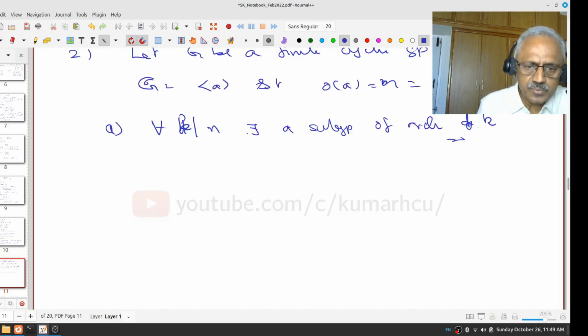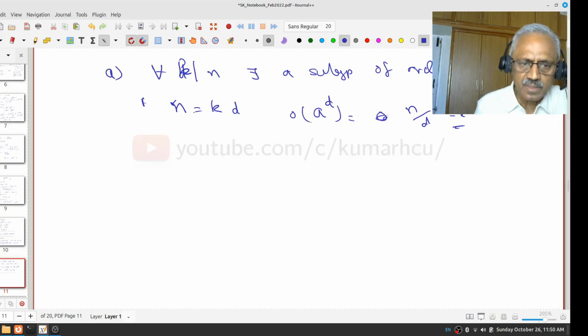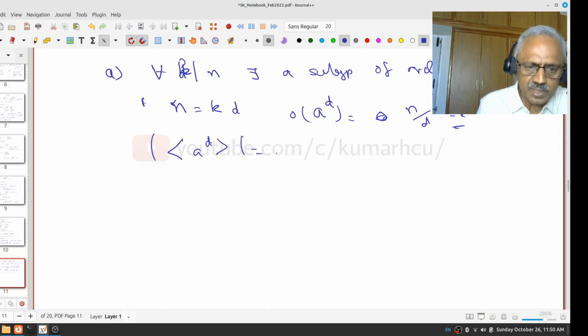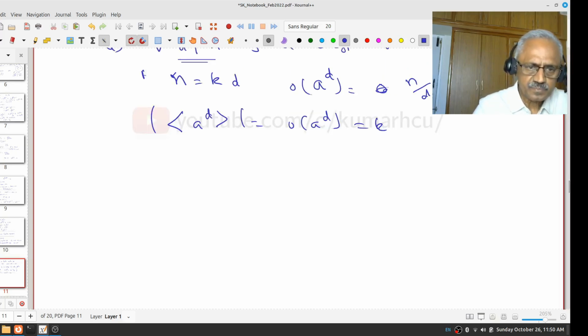So, if k is a divisor, write n equal to k times d, right? Then let us look at a to the power d. Then d is a divisor of n, and we have seen the order of a to the power d is n by d, which is k, right? Therefore the number of elements in this is the same as the order of a to the power d, and hence is equal to k. Therefore, for every divisor of n, there is a subgroup of order k, right?